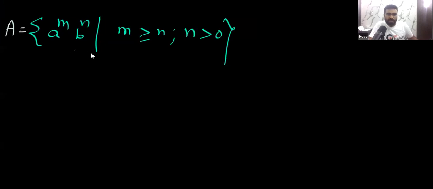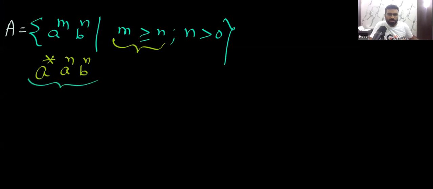So for this option A, if you see m is greater than equal to n, so what can I do? I can write it a star a power n b power n. Do you agree? Because anyway, m is greater than equal to n. So this is what I can write. This language I can write like this: a star, then a power n b power n, where n should be greater than equal to 0.